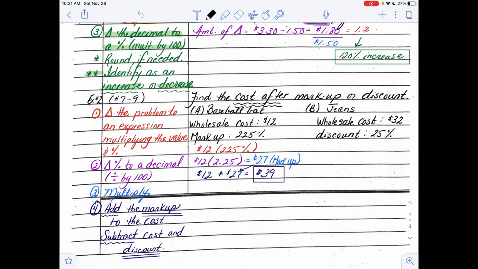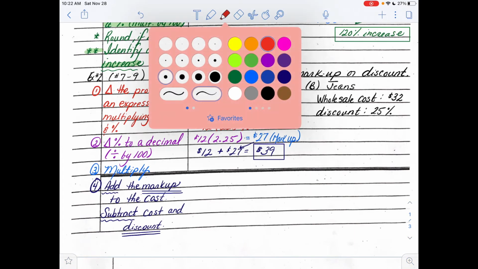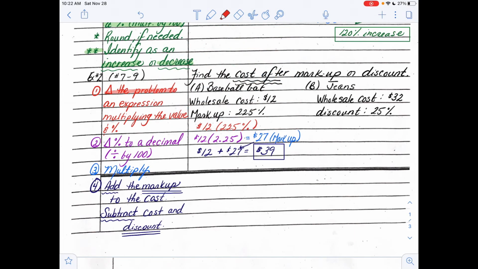So we're going to go ahead and look at the cost of an item after a markup or a discount. So let's go ahead and look at it. First thing it says in step 1 is I need to change the problem to an expression. We're going to basically be multiplying the value and the percent that they're either marking it up or discounting. So you can see $12 is the wholesale. That's what they bought the baseball bat for. And that store is going to mark up that baseball bat 225%.